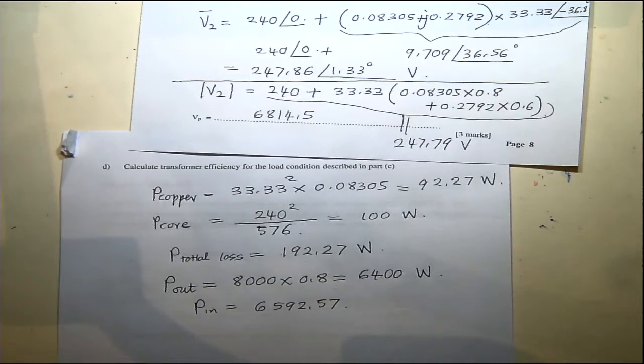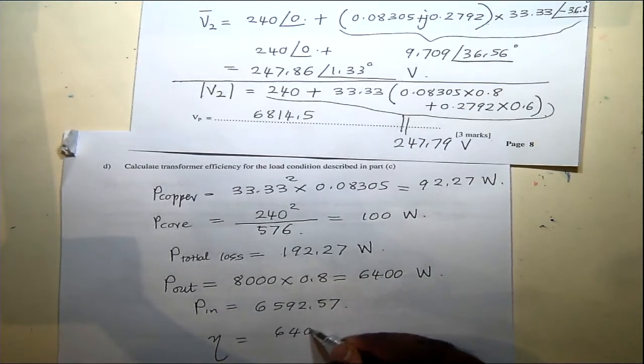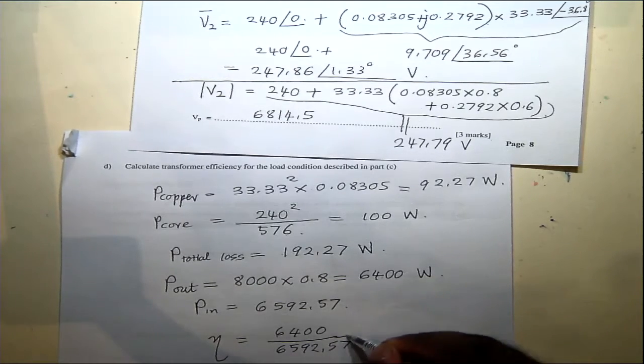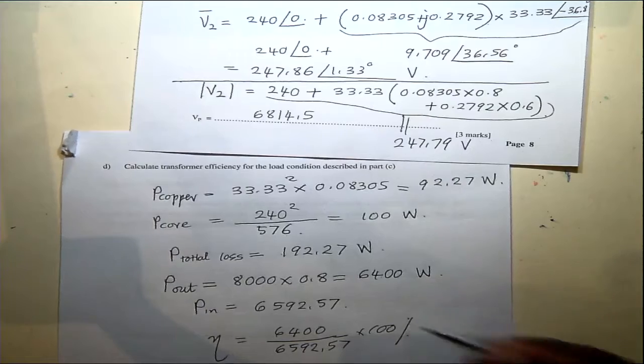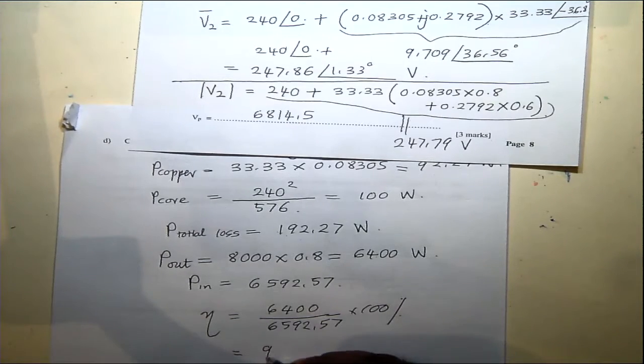And then the efficiency is the output power divided by input power. So that turns out to be 6,400 divided by 6,592.57, as a percentage, gives you the efficiency, which is 97.